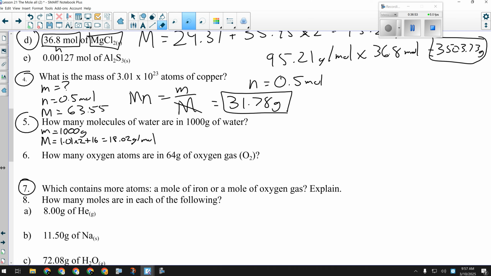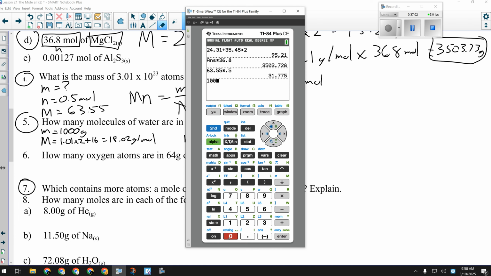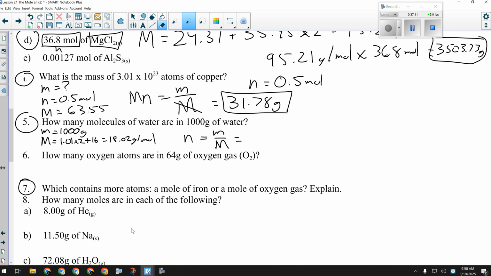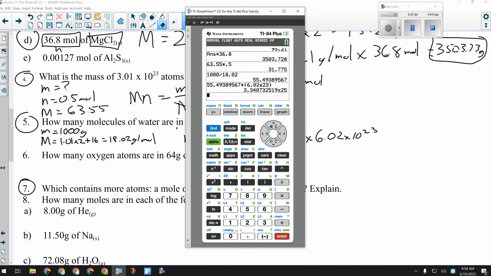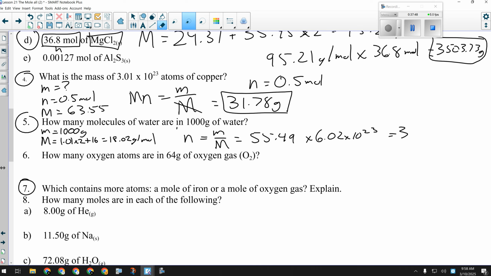Okay, so if I'm going to get number of molecules, I need N. So that's little m over big M. So that's 1,000 grams, because that's what they told me, divided by 18.02, the molar mass of water. There's my number of moles. N is 55.49. What do I do with that number now? I have N. I need to get the number of molecules, which is a big, big number. Multiply by Avogadro's number. So we take the number we just calculated, multiply it by Avogadro's number. Okay, so we got 3.34 times 10 to the 25. What are my units? Molecules, yeah.